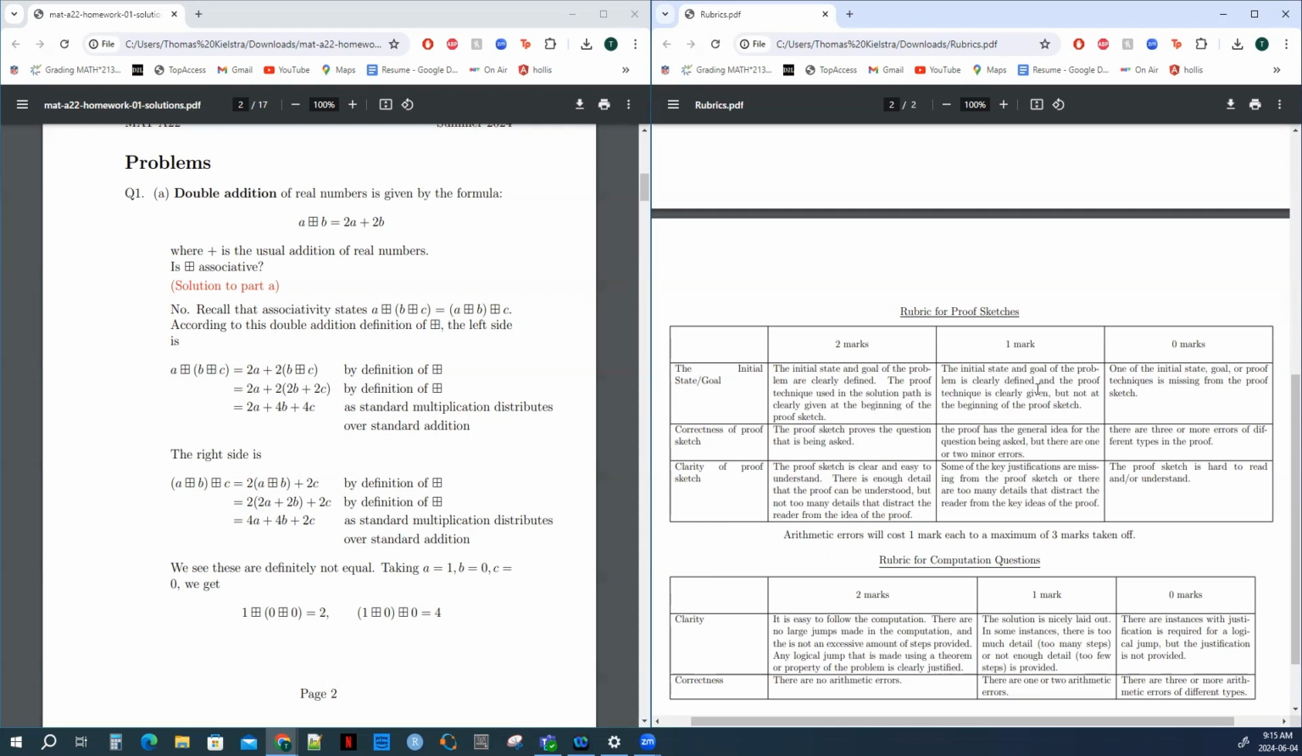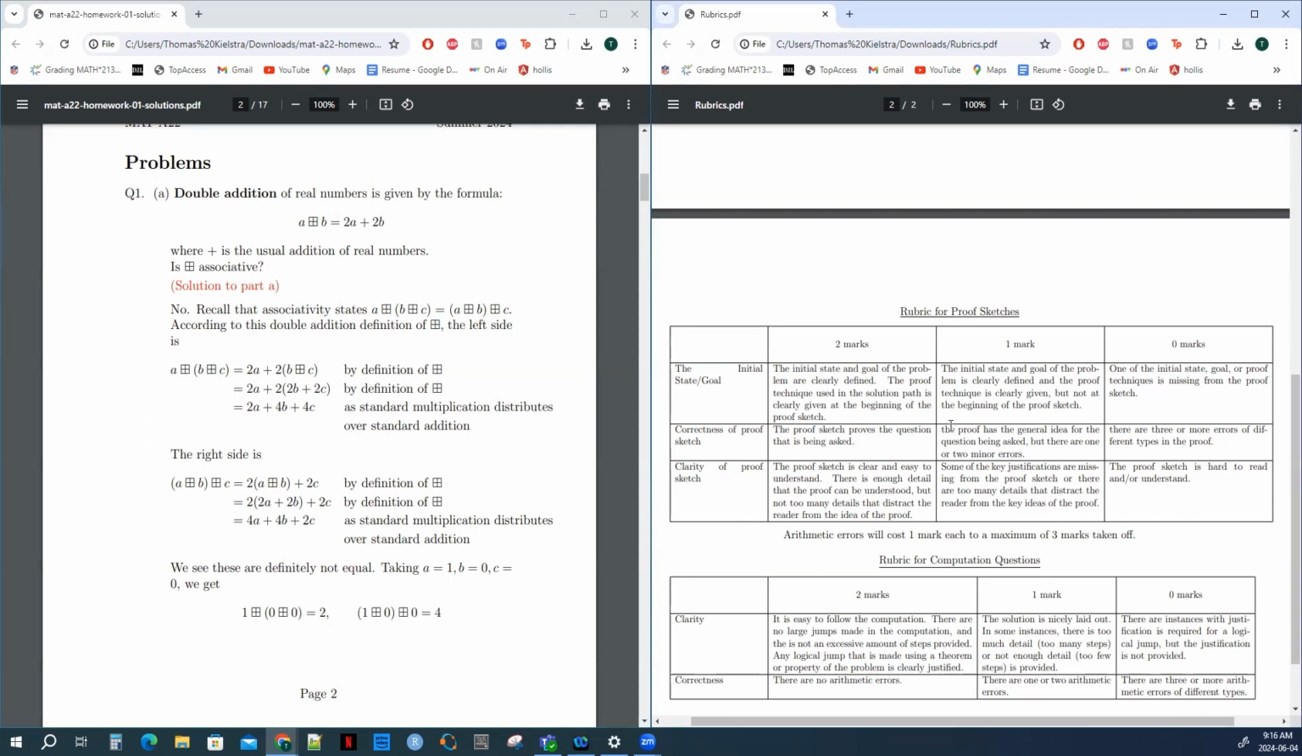But it also doesn't explain at the beginning how you're going to do it. So the initial state and goal problem is clearly defined and the proof technique is clearly given, but not at the beginning of the proof sketch. Not at the beginning of the proof sketch. This is really where this is going to lose marks. This is going to lie somewhere between a 1 and a 0.